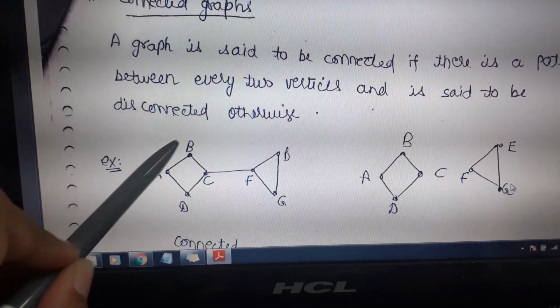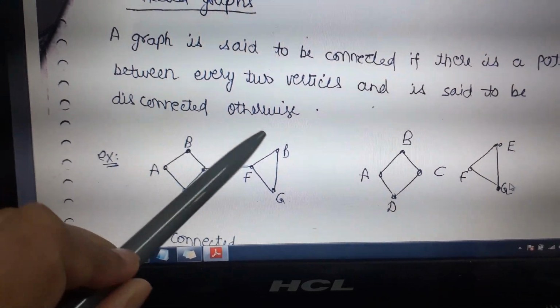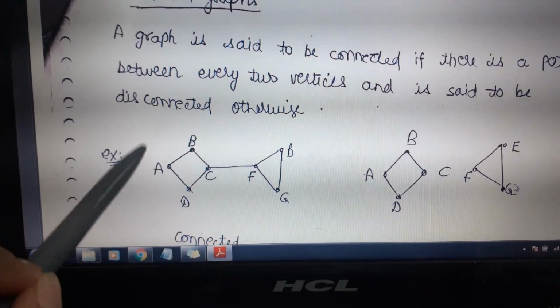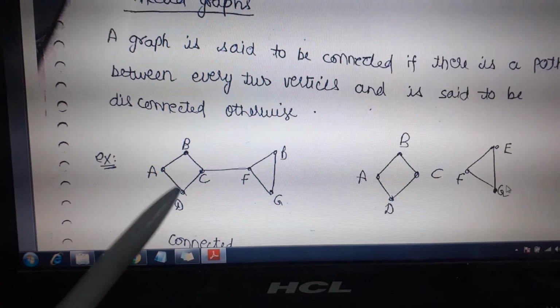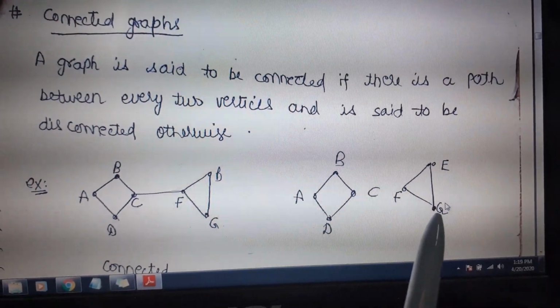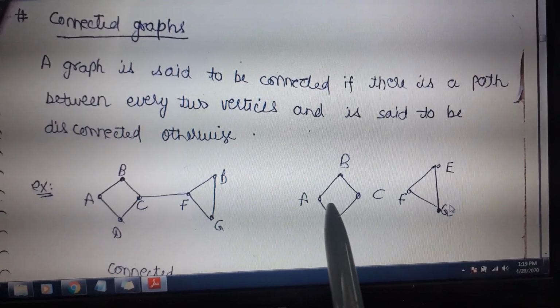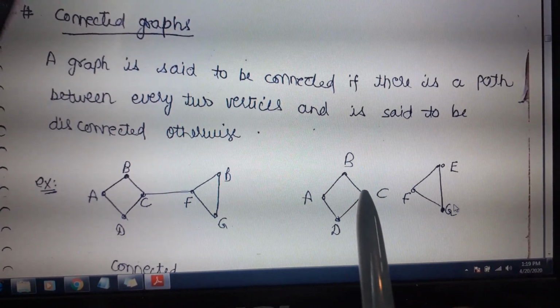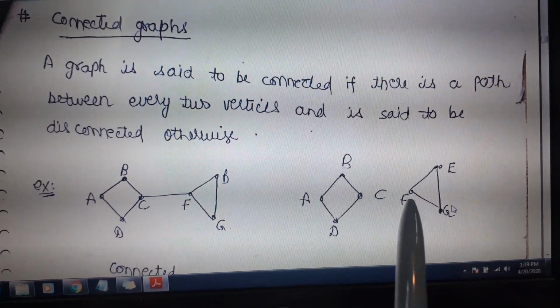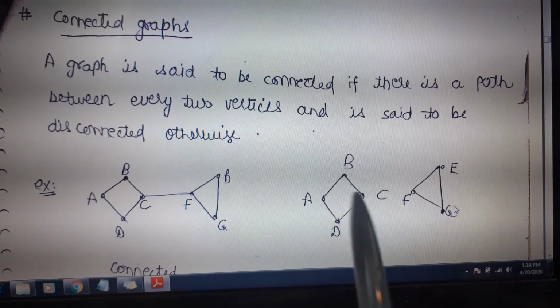If you check all the two vertices, if you choose any two vertices, then all the two vertices are connected here. So the whole graph is said to be a connected graph. But if you look at this example, if you choose A and F, then we do not have a path from A to F. So A and F are not connected. There is no path from A to F.